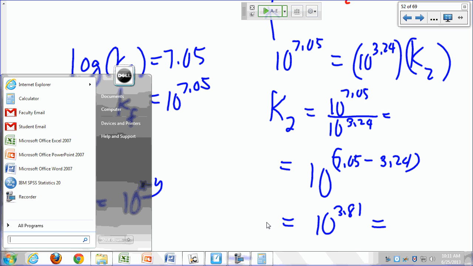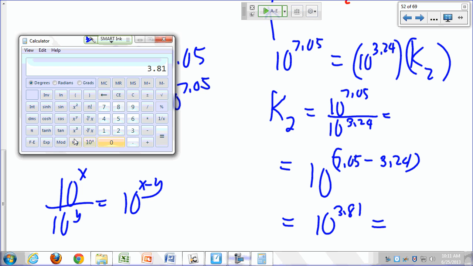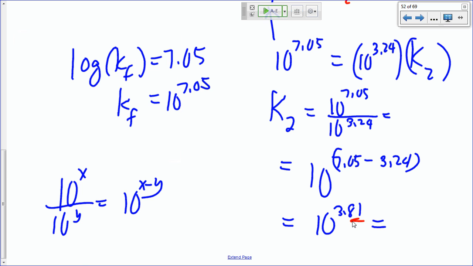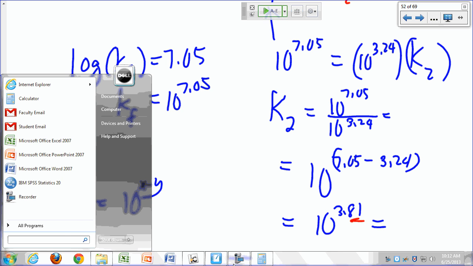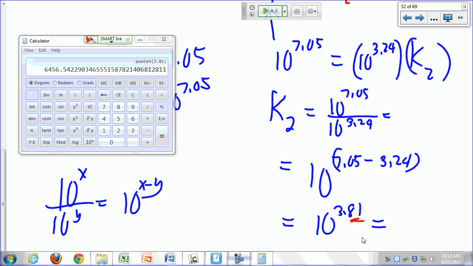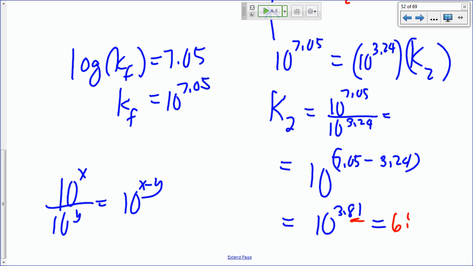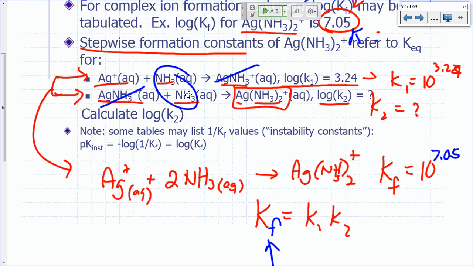10 to the 3.81, and if you want an actual number for that, that's easy to visualize. You take the antilog of 3.81, you get 6,456. This has 2 decimal places, and when taking the antilog, the number of significant digits in your answer should be the same as the number of decimal places in the original number. So that would be 6.5 times 10 to the third. That would be the equilibrium constant for the second step in the formation of the silver amine complex.